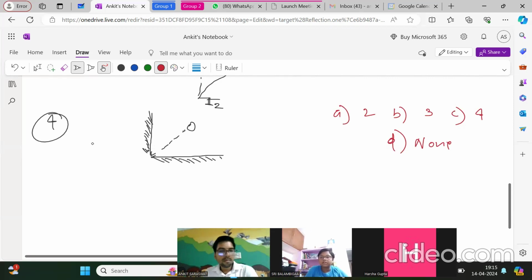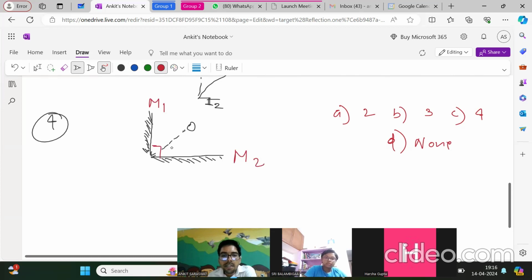Option D, sir. Option B. Option D, because I thought it might form infinite images. Wrong. Infinite images are always found when mirrors are parallel. These mirrors are not parallel.